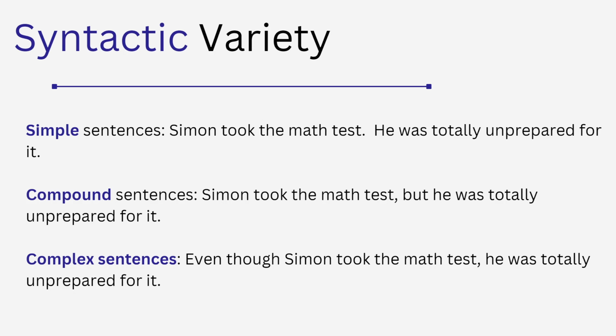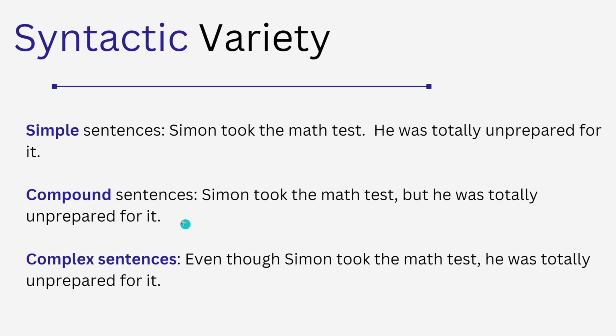You should know that your essay should contain a variety of sentence types. I don't want to turn this into a grammar lesson right now, but basically you should ensure that your essay contains simple sentences like, Simon took the math test. He was totally unprepared for it. You should also make sure your essay contains compound sentences like, Simon took the math test, but he was totally unprepared for it. So you're using coordinating conjunctions like but, so, and, for, nor. You can look them up.